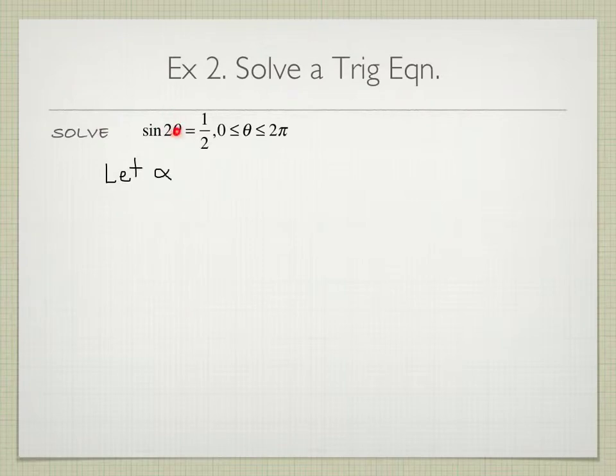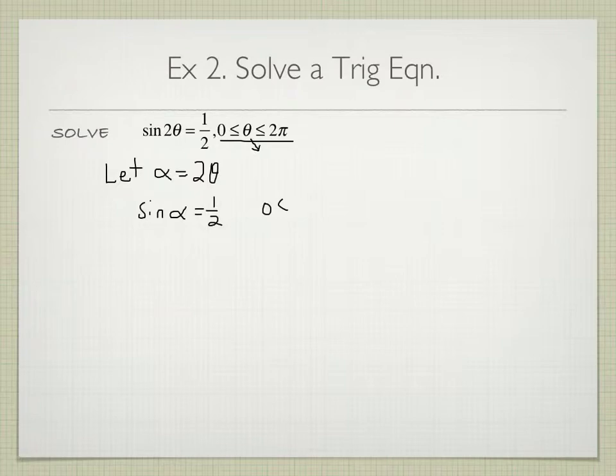So let's simplify the problem and replace this with another variable called alpha, and let's change the restriction on the domain. Let's try to write an equivalent statement using a different variable. We're going to use substitution to make this easier, and then convert back to theta. So let alpha equal 2 theta. That will make my equation a lot easier. Solve alpha equals 1/2, and now we have to change our restriction on our domain.